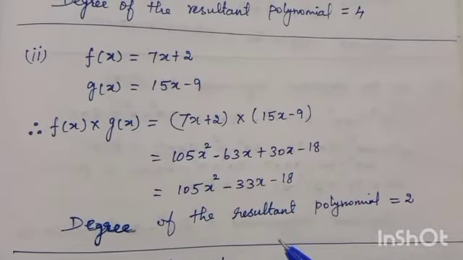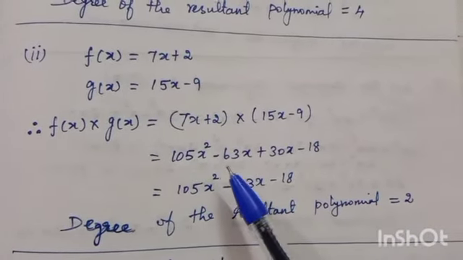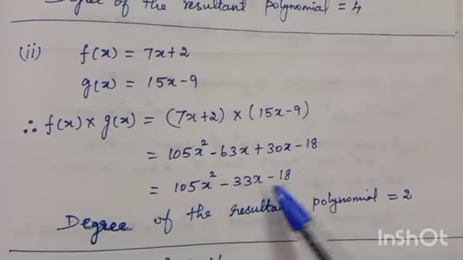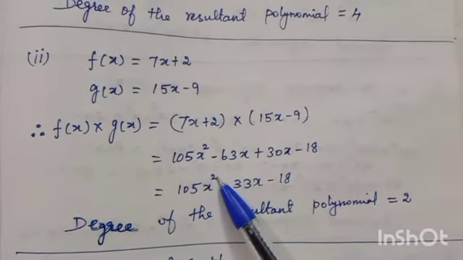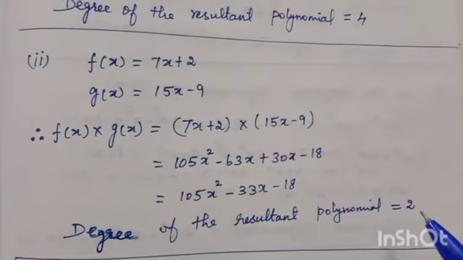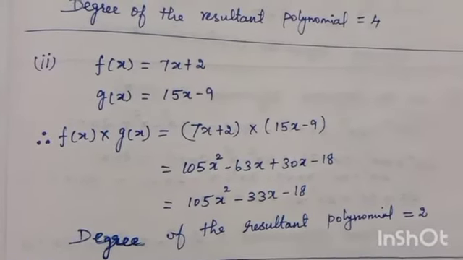We have found the resultant polynomial. So the degree of the resultant polynomial, the highest power of this expression, is 2. So degree is equal to 2. The third problem you have to find out yourself.